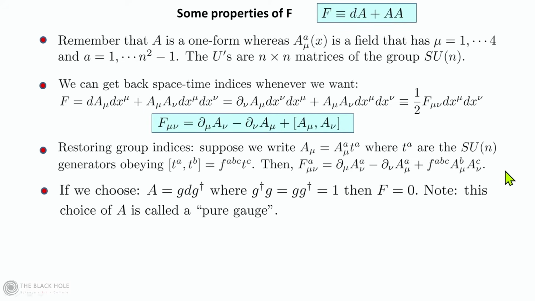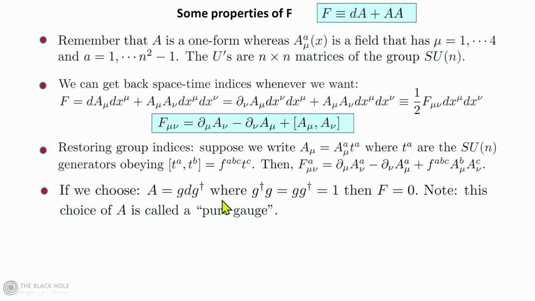Now, let me take A, the one form A, as G, where G is a group element which belongs to SU(N). So A is equal to G dG dagger. So this is a one form. d acts on a function. A function is a matrix, a matrix function. And of course, this is a unitary matrix.